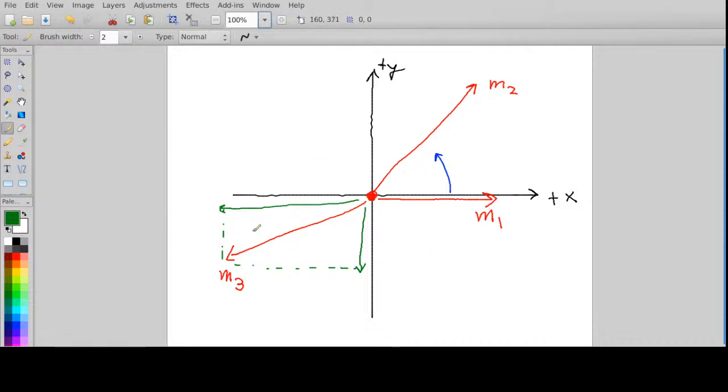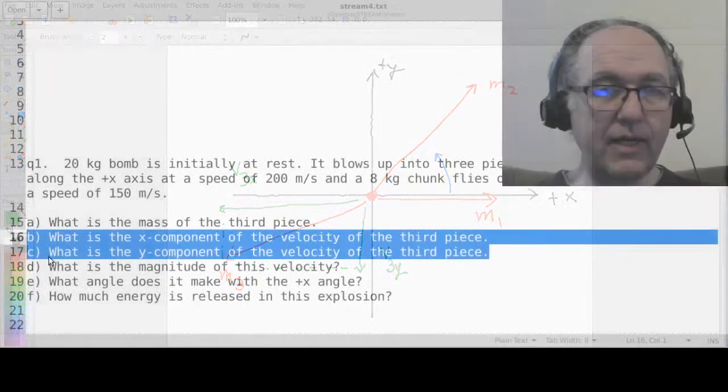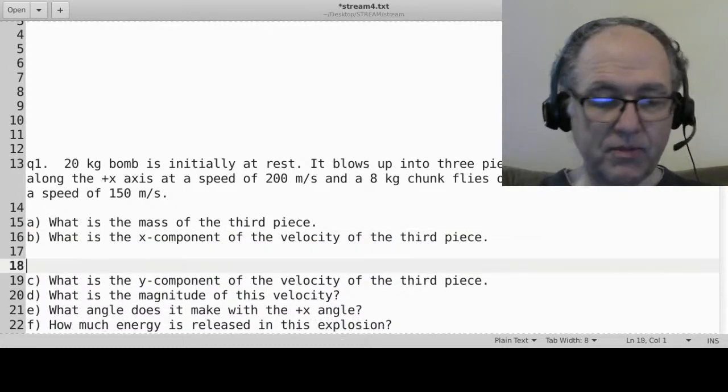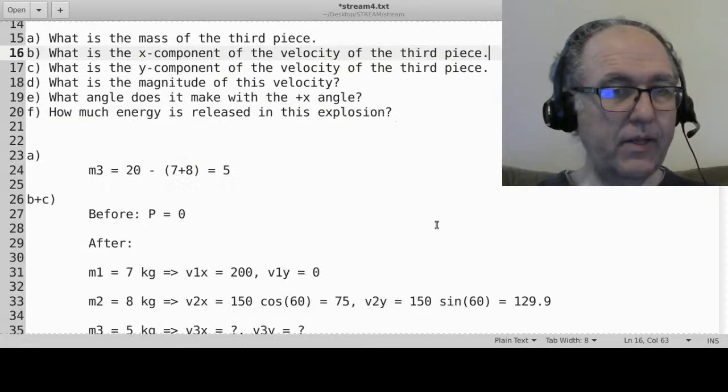And so the first one is find the x component of this velocity. We'll call that v3x, for the velocity of the third object, x component like that. And then the y component, that's going to be the next question. It's going to be v3y like that. All right, so let's switch back to this, and let's do the problems here. Actually, I've got it down here.